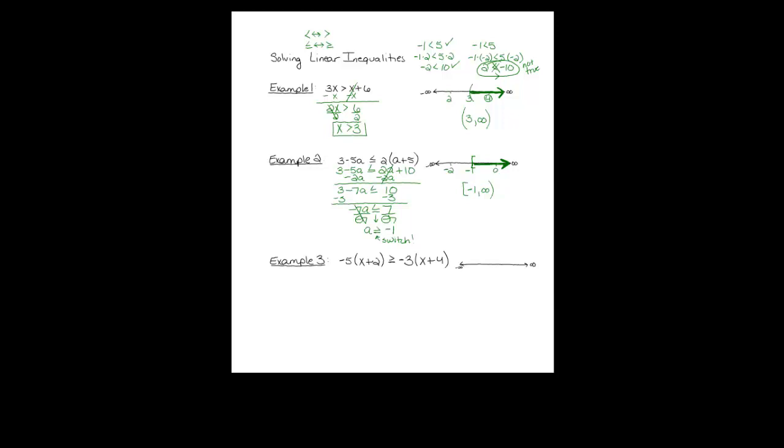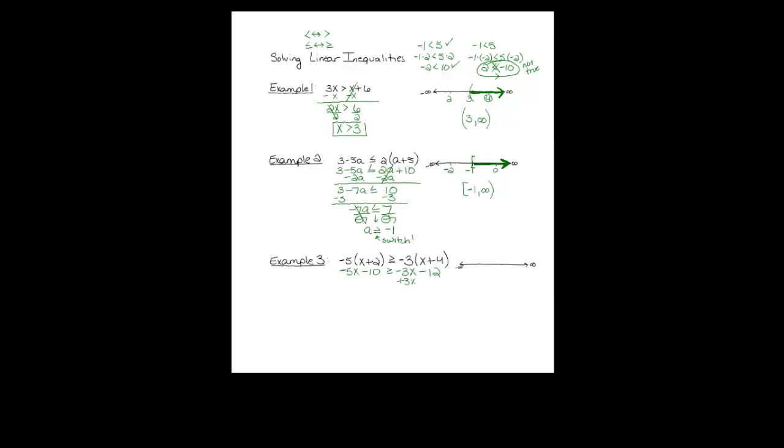Now the last one here, example 3, we're going to first need to remove the parentheses. So I'm going to distribute the negative 5 into this first set of parentheses. Negative 5 times x gives us negative 5x. Negative 5 times 2, there's minus 10. Copying down the inequality symbol. Do the same thing on the right with the negative 3. Negative 3 times x is negative 3x. Negative 3 times 4, there's your minus 12. Now gather all the x terms to one side of the inequality sign.